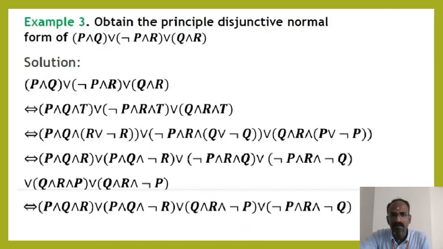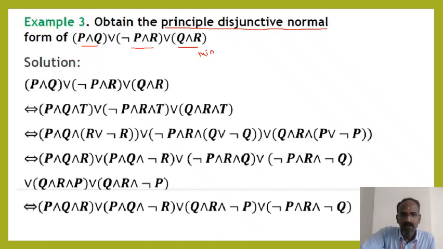Next is another problem: finding a principal disjunctive normal form, PDNF, of this given statement: P and Q, or negation P and R, or Q and R. So we just notice this given statement, P and Q, negation P and R, Q and R are min terms. Already the proper min terms are there. So this is here DNF, disjunctive normal form.